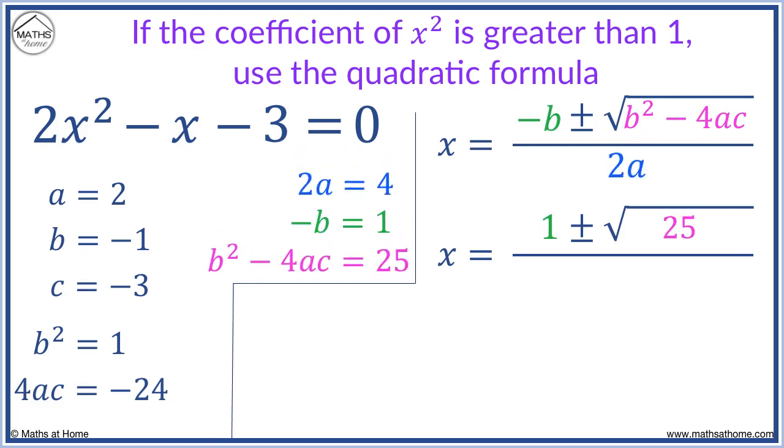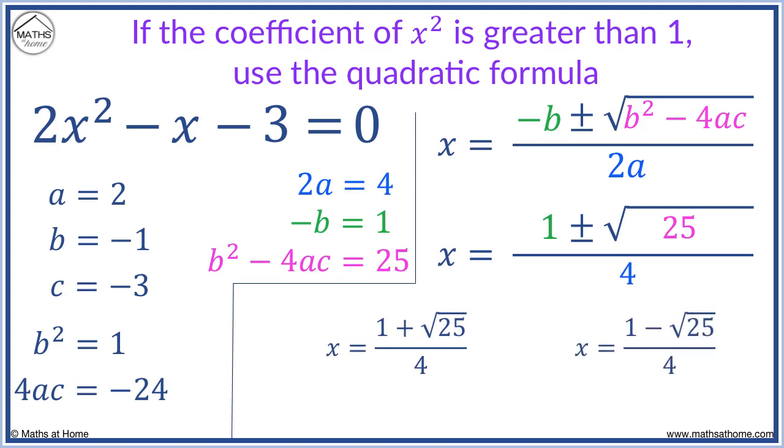2a equals 4. We get x equals 1 plus the square root of 25 over 4, and 1 minus the square root of 25 over 4. Working this out, we get x equals 1.5 and x equals -1.